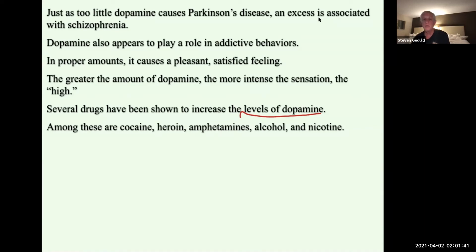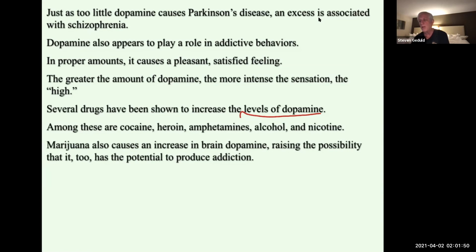And every one of those causes an increased level of dopamine, which is a neurotransmitter in the brain. Marijuana also causes an increase in brain dopamine. That raises the possibility that it can potentially produce addiction. Now, a lot of people say marijuana is not addicting, but anything that can produce a satisfying feeling in your brain with the release of dopamine can cause an addiction.